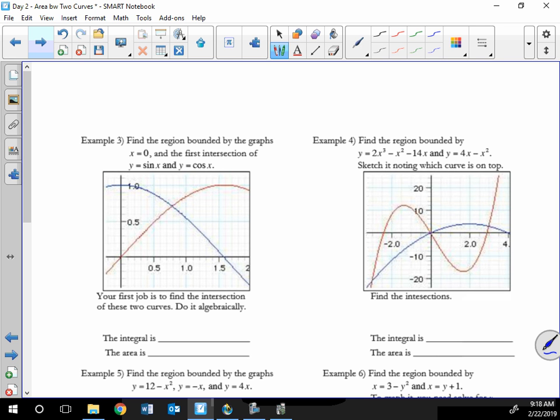So notice that now they start bringing in trig. It says find the region bounded by the graphs x equal to 0 and the first intersection of sine and cosine. So that means that we're bounded by x equal to 0, our vertical line here. And then we have, which one's sine, which one's cosine? You guys don't have colors on yours, but is this top one sine or cosine? Cosine. And so we're back on here. So it says bounded by the graph of x equal to 0, and the first intersection of these two. So what we're trying to find then is this region.